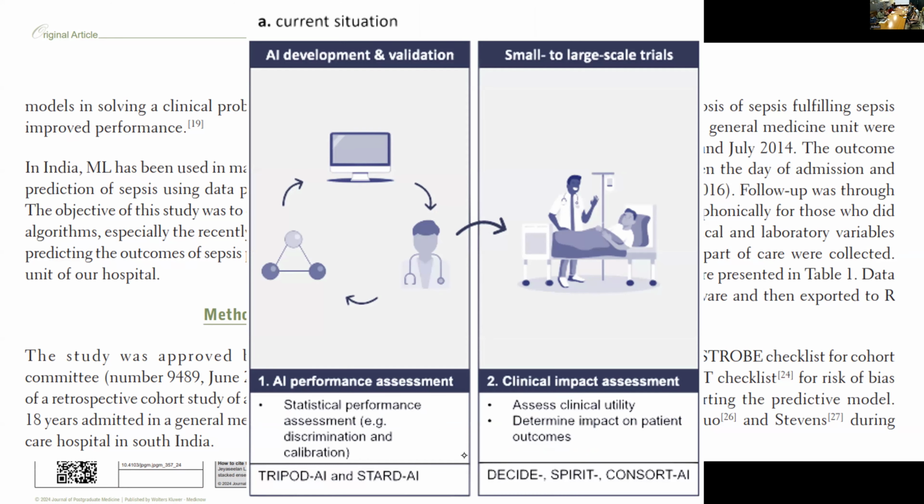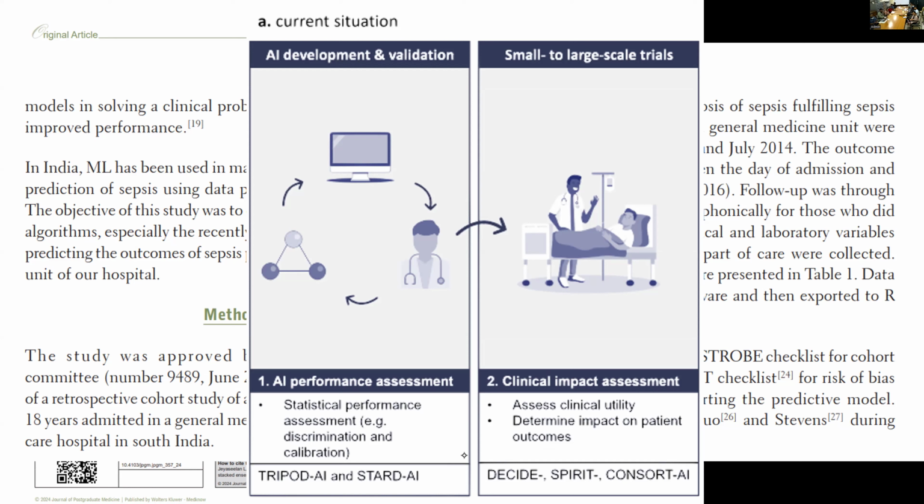If you are developing a model, you assess what is called discrimination and calibration. One of you did a critical appraisal of prognostic models. The ROC curve, which you did in the diagnostic study, is called discrimination. And there's a separate curve called calibration. So whenever any of you are developing a model, you must use TRIPOD-AI and STARD-AI.